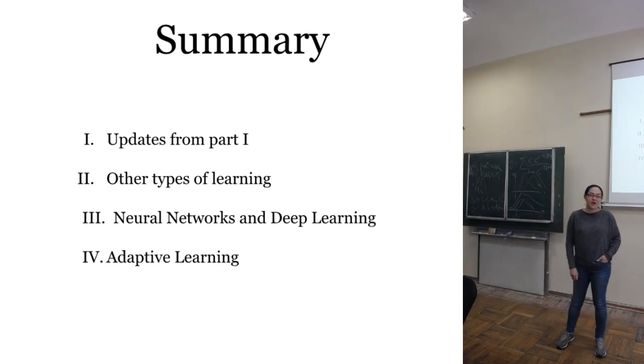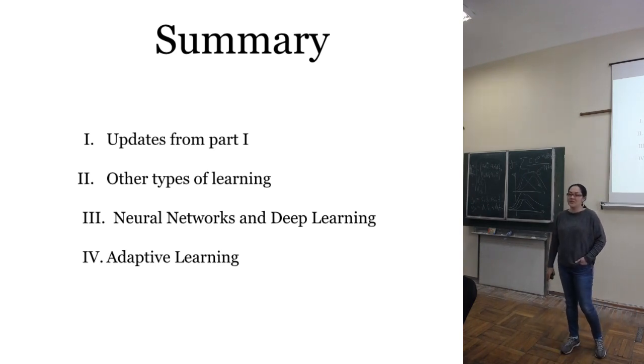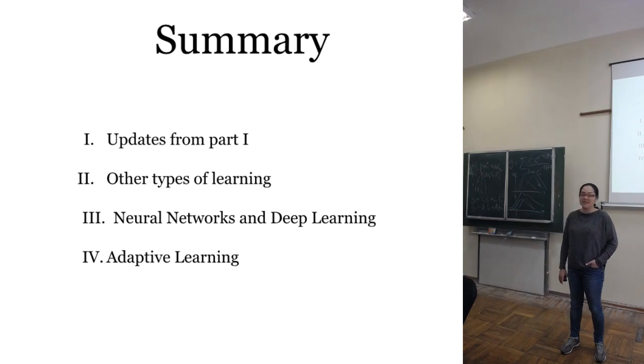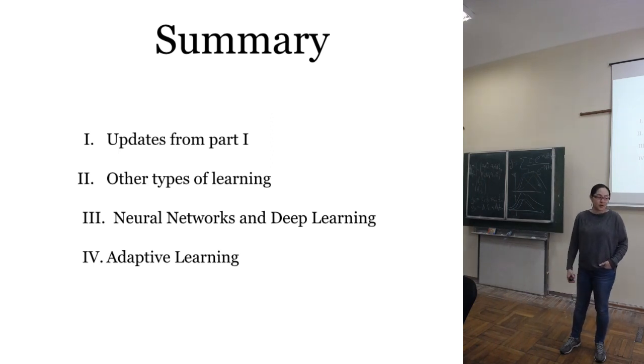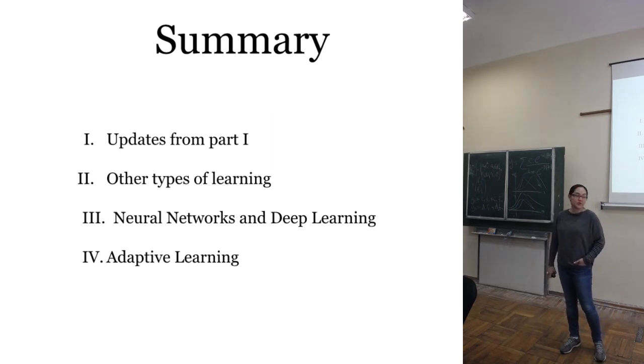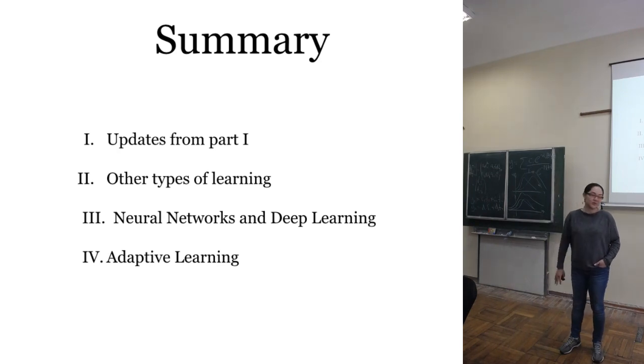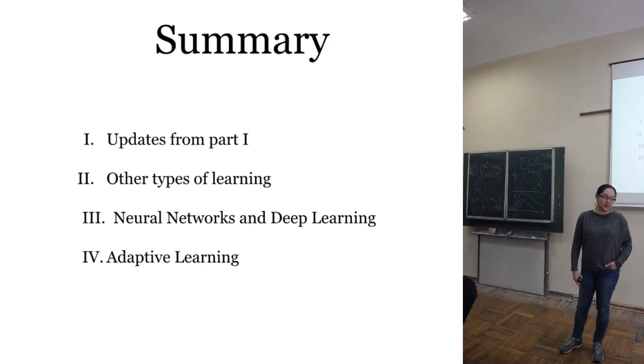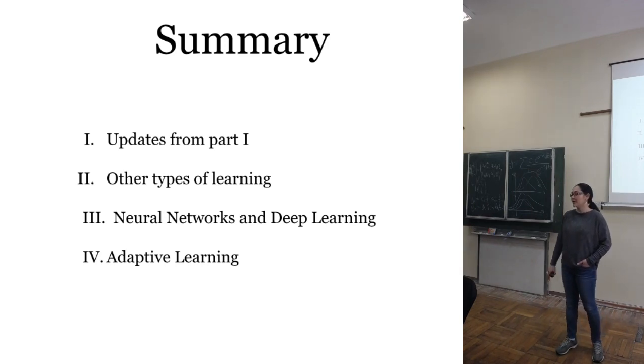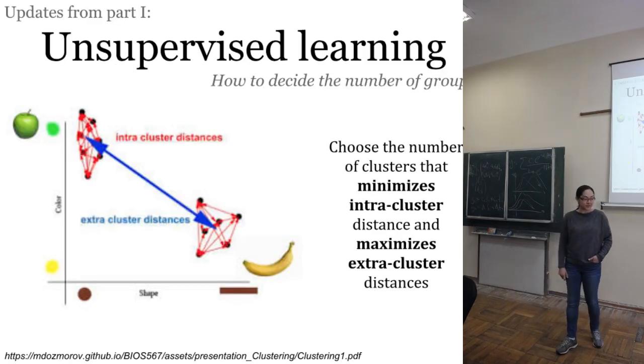So just a summary of what we're going to talk about today. I'm going to first do some updates on some things that I said yesterday. I'm going to talk about other types of learning. I'm going to do a brief introduction on neural nets and deep learning, and I already let you know that I am not a specialist at all in deep learning. So I'm going to go very briefly through it, and then I will spend most of my time talking about adaptive learning, which is the field that I am most active on.